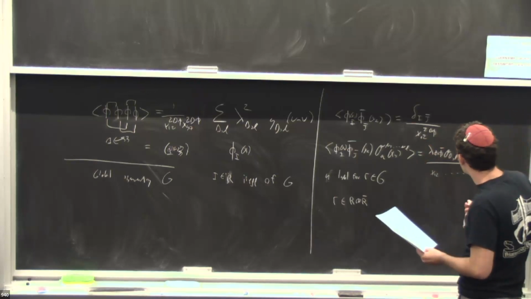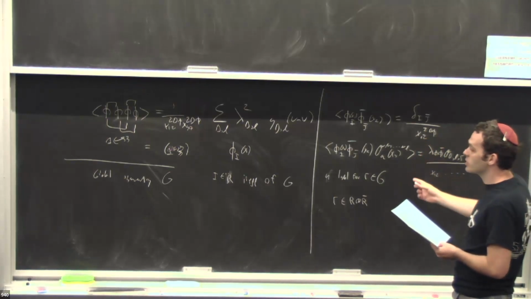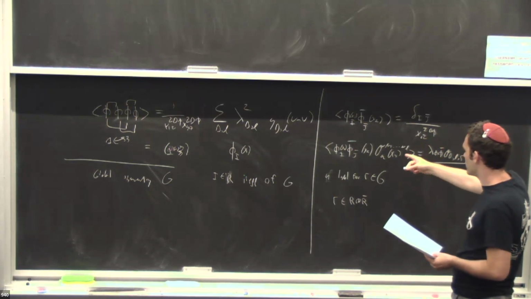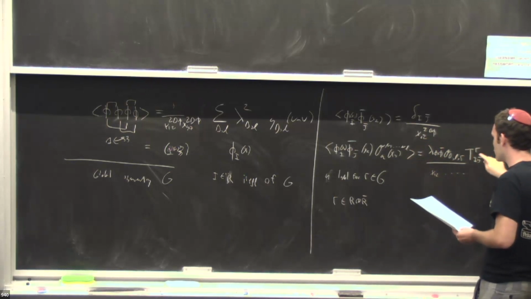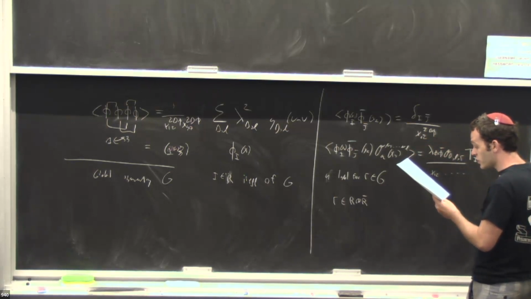In principle, there could be multiple tensor structures for a given representation, although in the simplest cases there will just be one tensor structure in the 3-point function for a given representation. But if there were multiple tensor structures, there'd be multiple OPE coefficients, one for each such tensor structure.